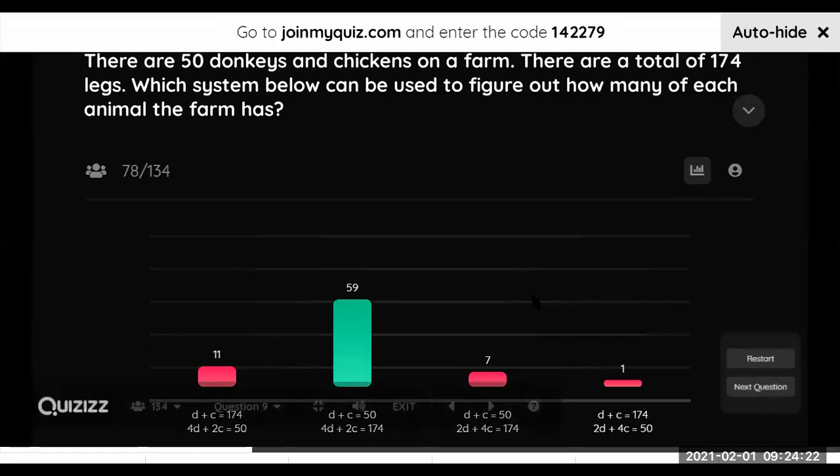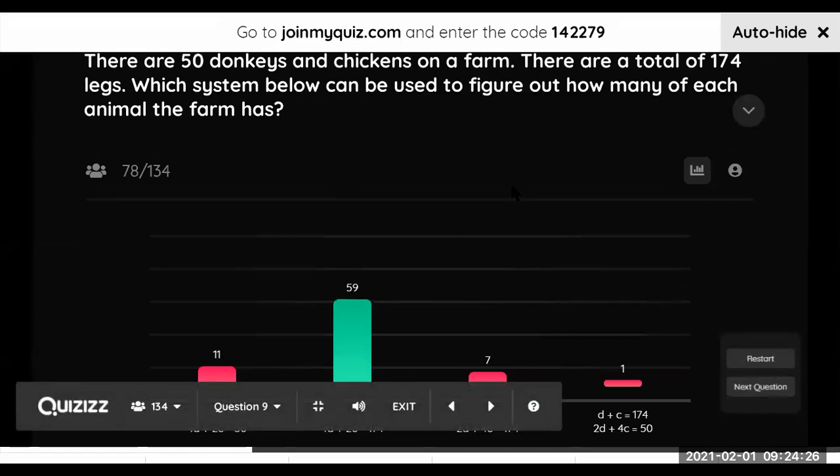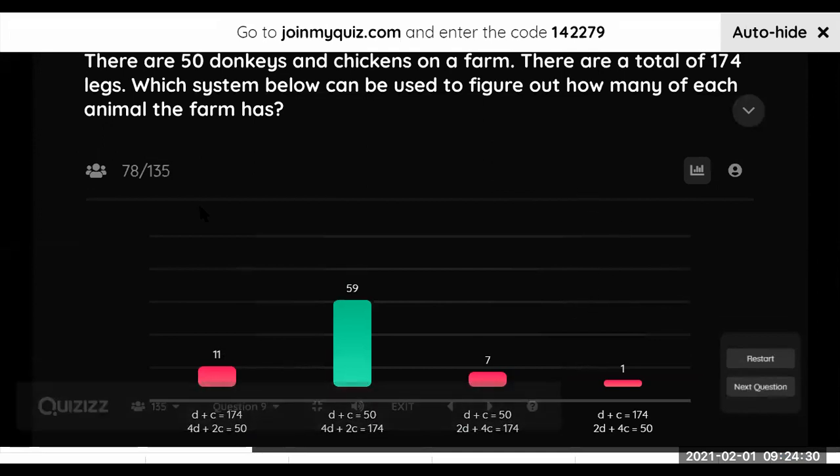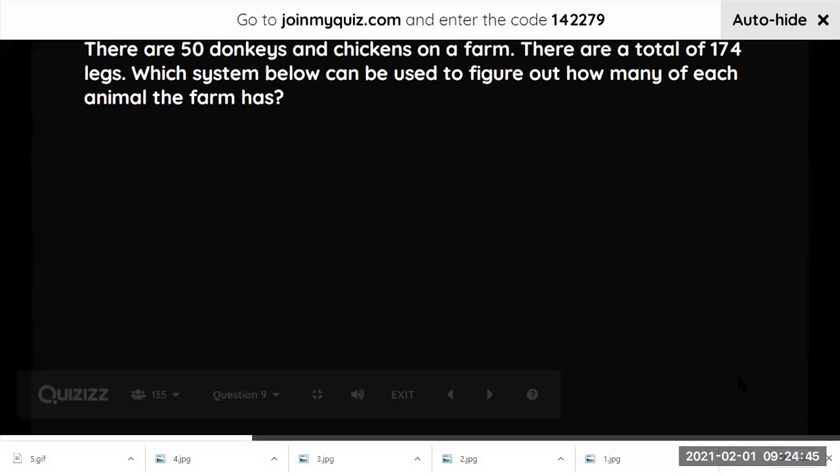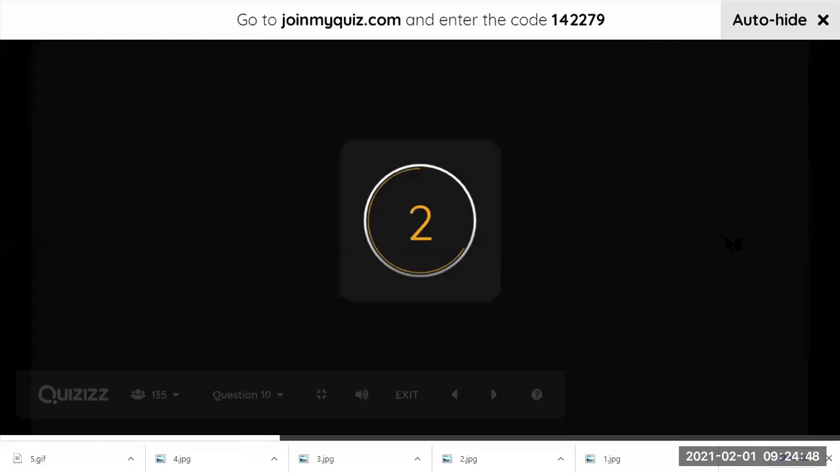So there we see 59 of you have got it right, but still some of you got confused on this first one. There was no reason to get confused and select D plus C equals 174, because we know D plus C equals 50, isn't it? So please don't do guesswork, because we will be having the names of the students and the scores on each one. There, I have started the next question.